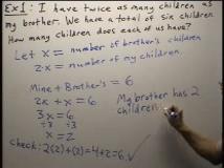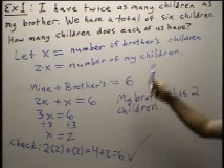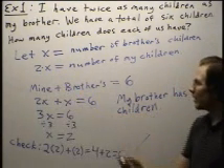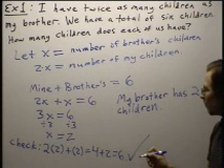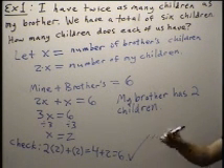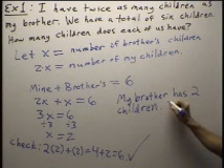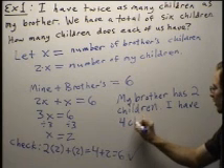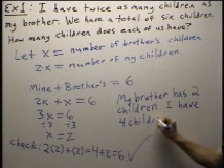And furthermore, the question also asks how many children I have. 2x is how many I have, and since x is 2, that would be 2 times 2, or 4. So I have 4 children.